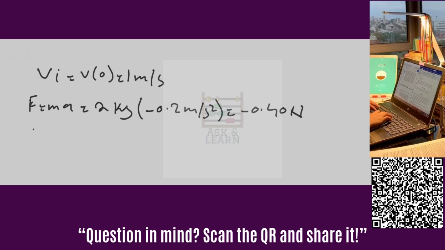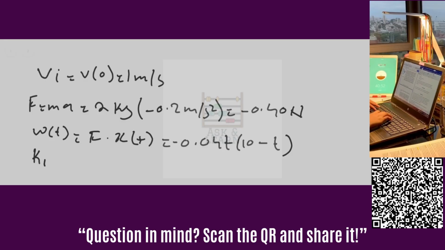The corresponding work will be force times x of t, that is minus 0.04 t times the function (10 minus t). The initial kinetic energy of the box, Ki, will be 1/2 m vi squared, that is 1/2 times 1 meter per second squared, that is 1 joule.